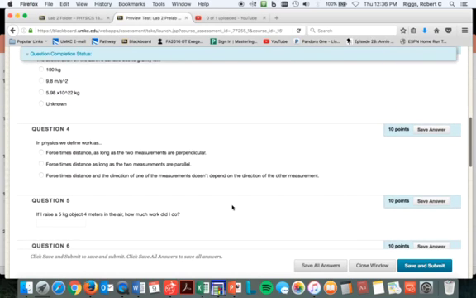In physics, we define work as, that's a trick question. Be careful with that one. If I raise a 5 kilogram object 4 meters in the air, how much work did I do? Remember, don't forget the gravity part. Okay? Don't forget the gravity part. All right.